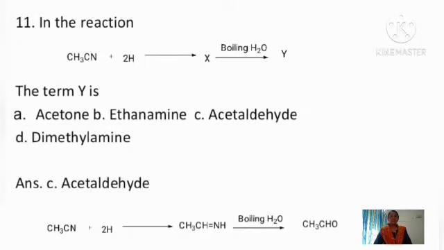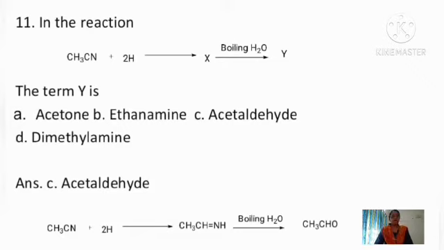Coming to the next question: in the reaction CH3CN plus 2 hydrogen gives a compound X, which on boiling water treatment gives Y. The compound Y is: option A is acetone, B is ethanamine, C is acetaldehyde, D is dimethylamine.